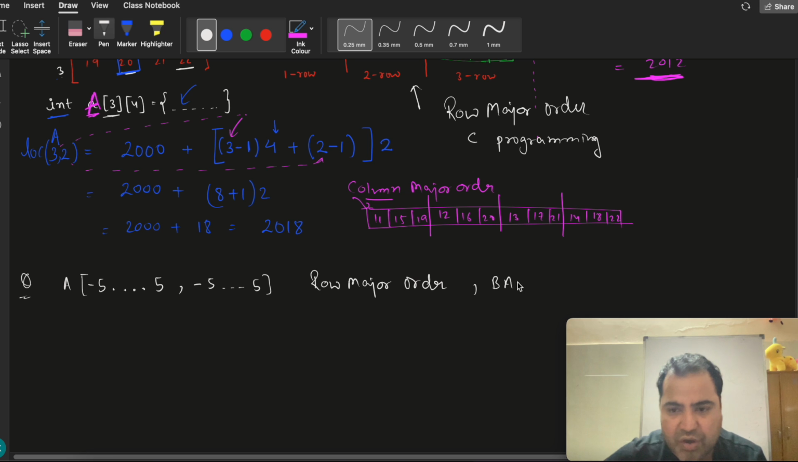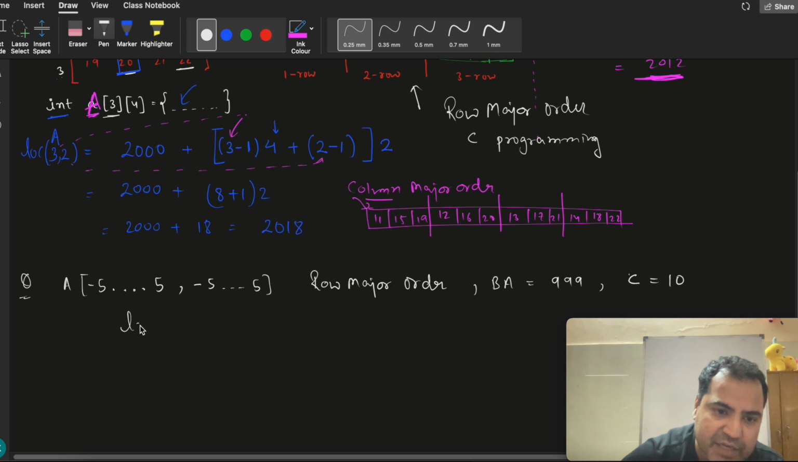Base address of the array is 999, right, and size of the data type is written as C. What is C? Size of the data type is given as 10, and it is being asked in the question, find the location of A00, right. So I think I have made the question clear. Find the location of A00.